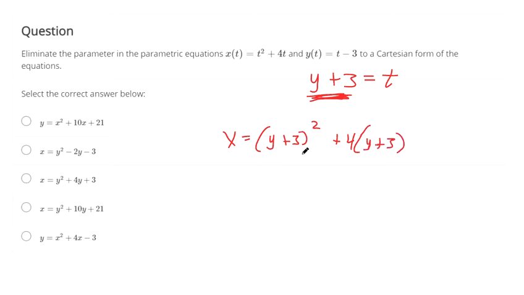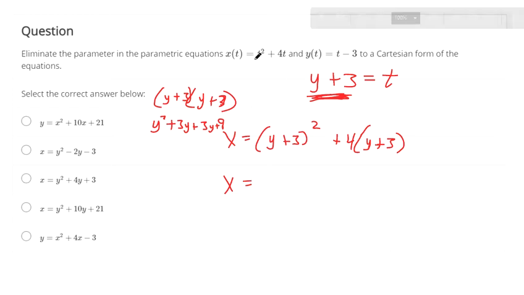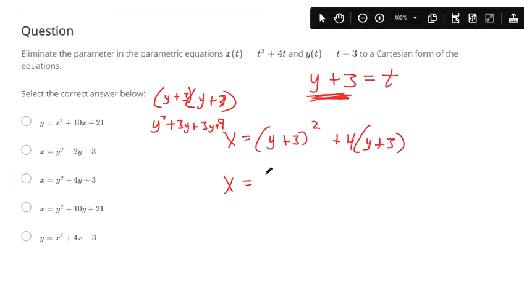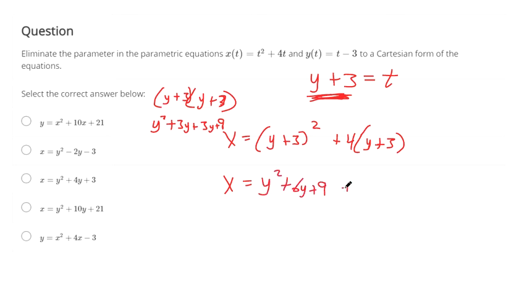So just remember, there's no distributive power of an exponent. It's not y squared plus 9 here. We have to multiply this as 2 parentheses that are the same because it's being squared. So we do that, y times y makes y squared, y times 3 makes 3y, plus another 3y, plus 9. So x, let's see, this part here, when we square it, it's y squared plus 6y plus 9. And then over here, if we distribute that 4, it's 4y plus 12.